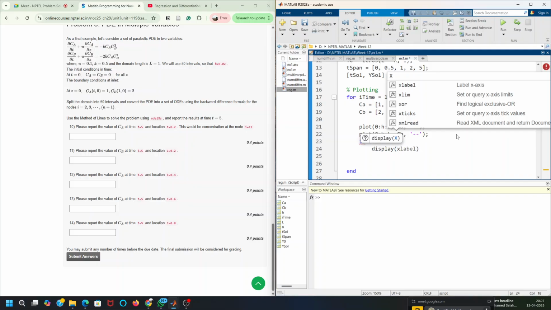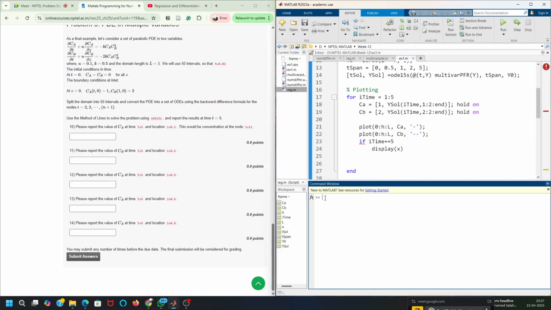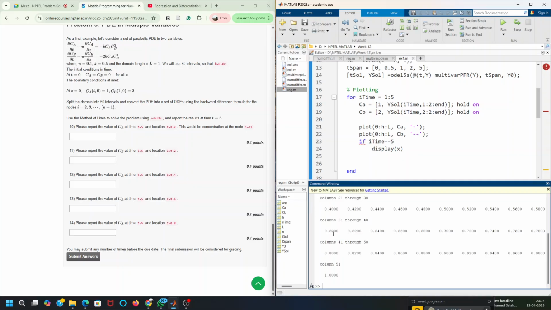So 0.2 is, I think, like what our step size is, 0.002. So if you take h equals L by N, right? Let's say if I take 0.002 to 1, I take this, get this thing.